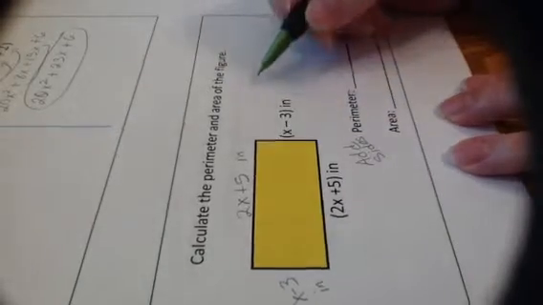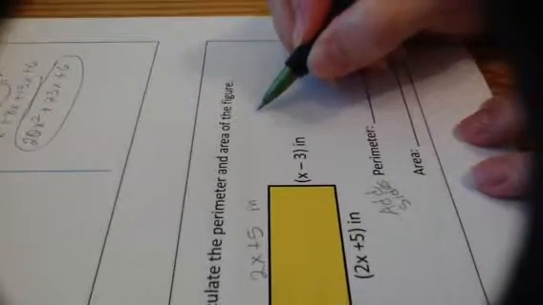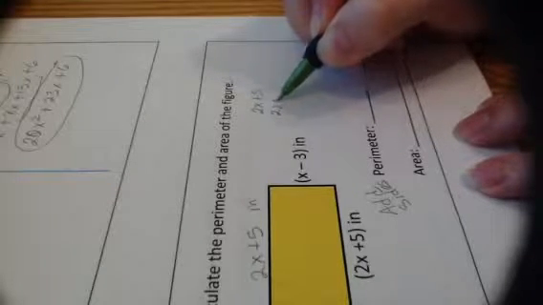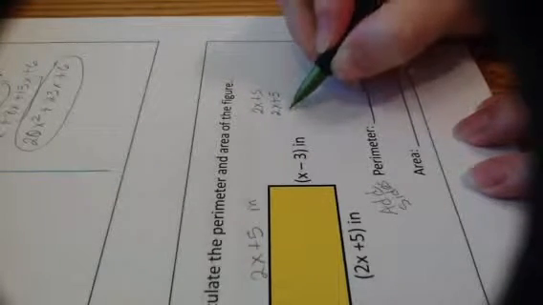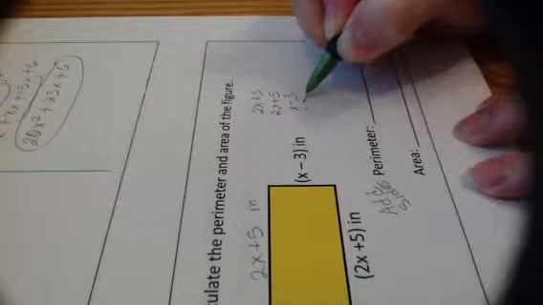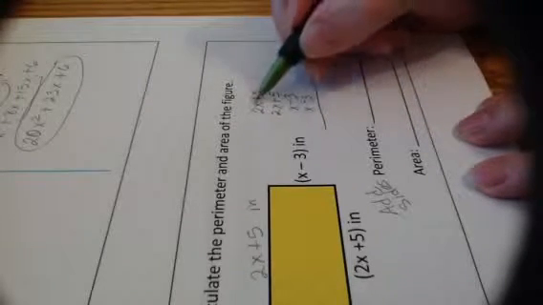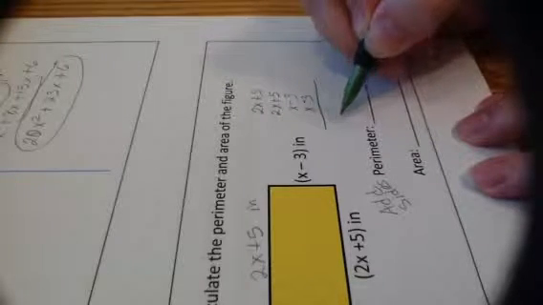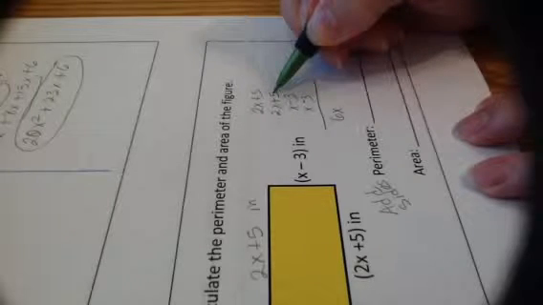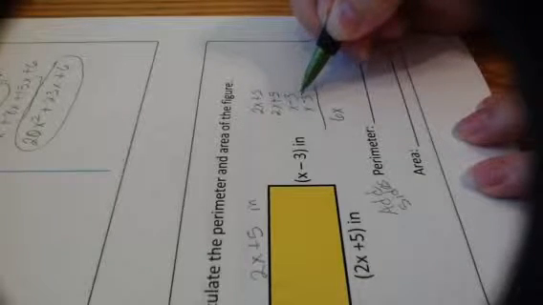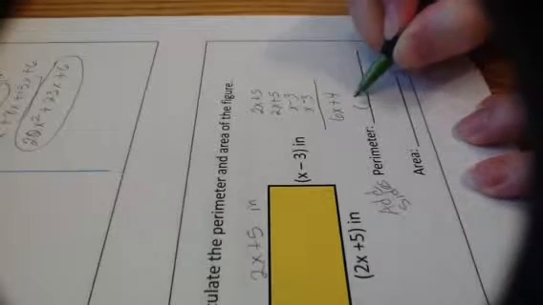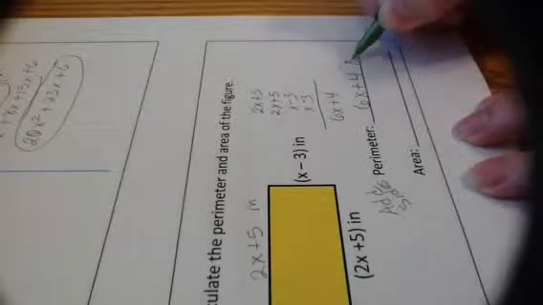So to get the perimeter, I'm going to do 2x plus 5 plus 2x plus 5 for the top and bottom, plus x minus 3 plus x minus 3 for the two sides. So 2x's and 2x's is 4x's, and one more is 5, and one more is 6. So we have 6x's. 5 plus 5 is 10, minus 3 is 7, minus 3 is 4. So 6x plus 4 is the perimeter.